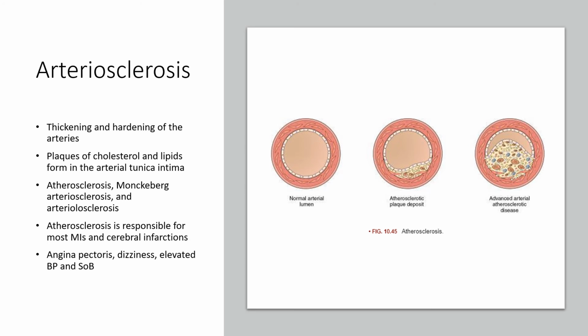Atherosclerosis occurs when plaques of fatty deposits form within the arterial tunica intima. Mönckeberg arteriosclerosis, medial calcific sclerosis, that's another name for it, involves the arterial tunica media. There's actually destruction of the muscle and elastic fibers along with calcium deposits. And then in arteriolosclerosis, this occurs when the walls of the arterioles thicken, resulting in loss of elasticity and contractility.